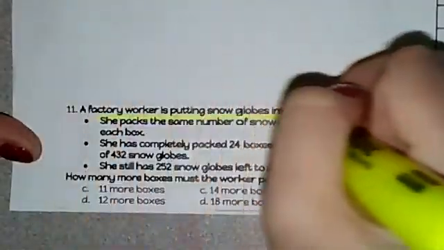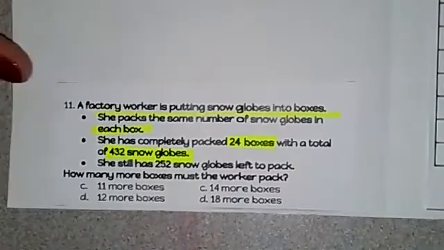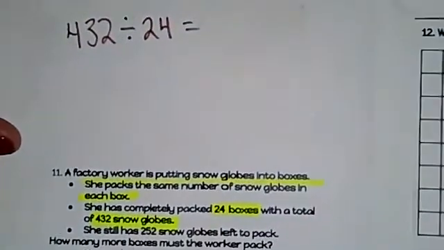All right, here we go. Number 11. This is another one of those fun boxing them up questions. All right. A factory worker is putting snow globes into boxes. All right. She packs the same number of snow globes into each box. She has already packed 24 boxes with 32 snow globes. Let's find out how many she's putting into each box. You ready? So take the 432 that she's already packed up. It says that she divided them into 24 boxes. So see how many she's putting in each box.